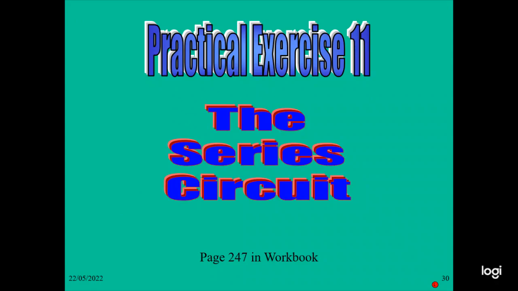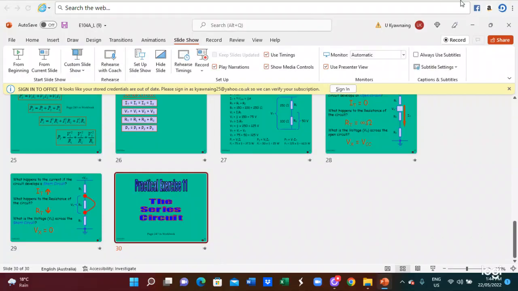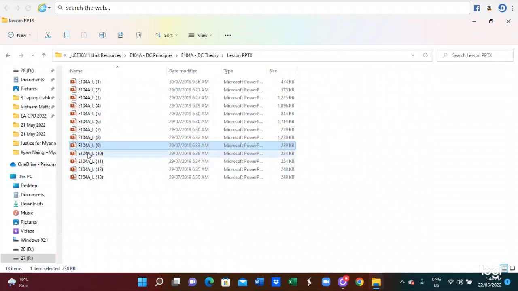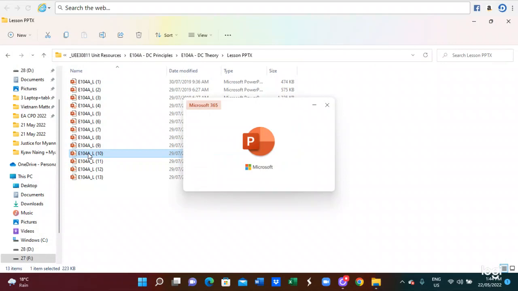And then you have to do this practical exercise. This is for the DC0044 and also lesson 10, E104 lesson 10.